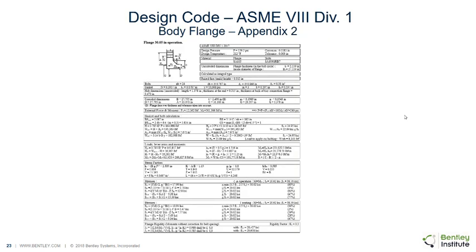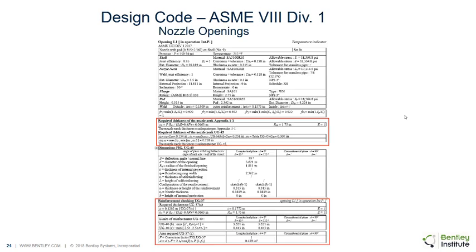The body flange calculations are performed in accordance with Appendix 2. The stresses are computed and checked with allowable stress values and percentage of allowable specified. In the nozzle opening calculations, the nozzle thickness is verified in accordance with Appendix 1-1 and UG 45. The reinforcement checking performed with respect to UG 37, limits of reinforcements verified with UG 40.